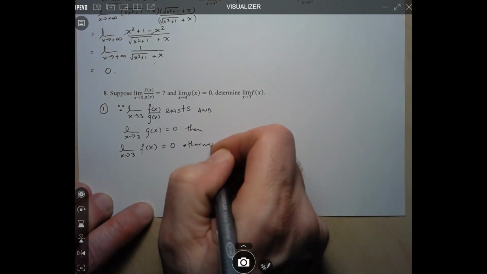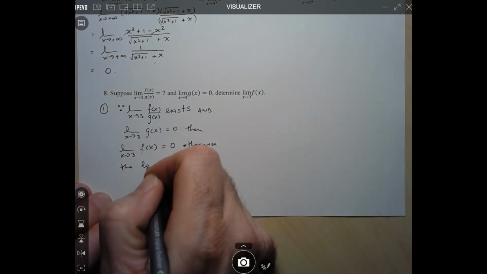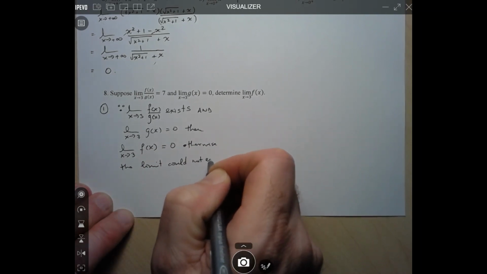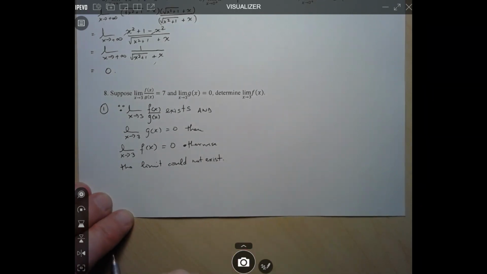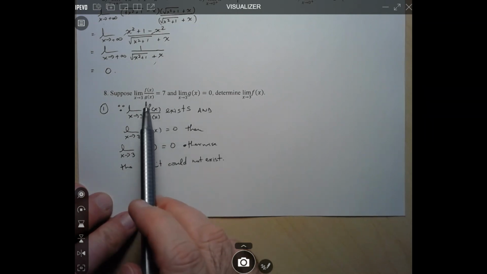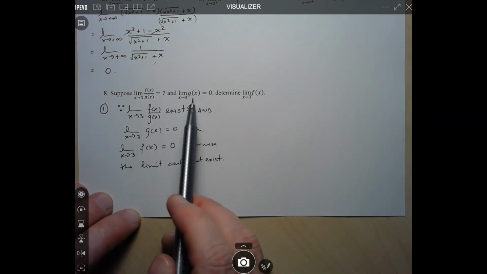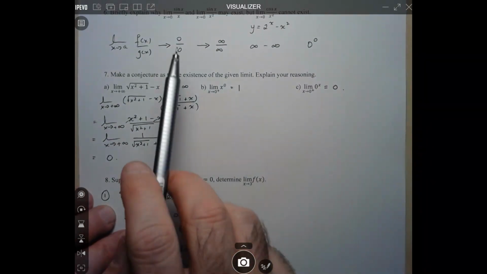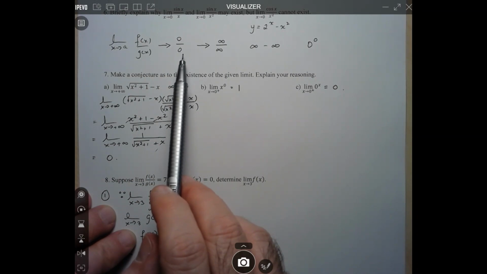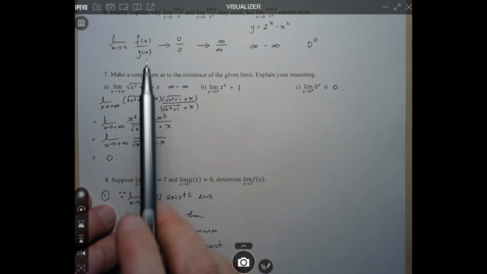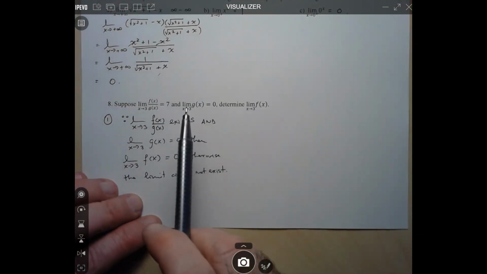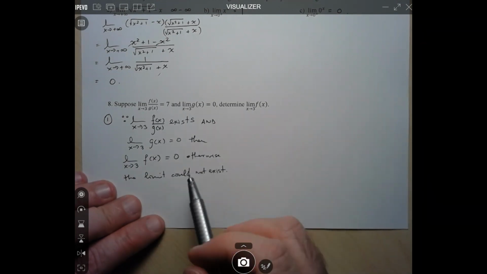Otherwise, the limit could not exist. And so this is our reasoning: the limit of the quotient exists, but the denominator is approaching 0. And as we saw earlier, the only way for the limit of a quotient where the denominator is approaching 0 to exist is if the numerator also approaches 0. If the numerator didn't approach 0, it could not exist. And this is a very intuitive argument based on that idea.